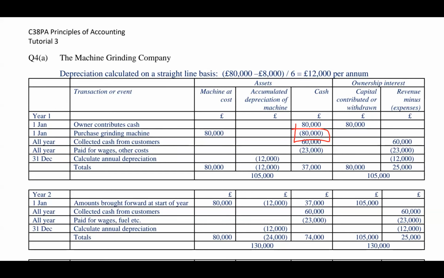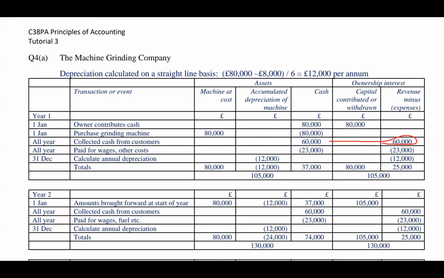Yeah, it has been deducted because you bought the machine. So now the next one. All year you collected cash from customers. How much cash did you collect from customers from this machine? We collected 60,000. That is given in the question we read. That's the total sales that we got. So the sales are equal to revenue. That will be our revenue. You're following?